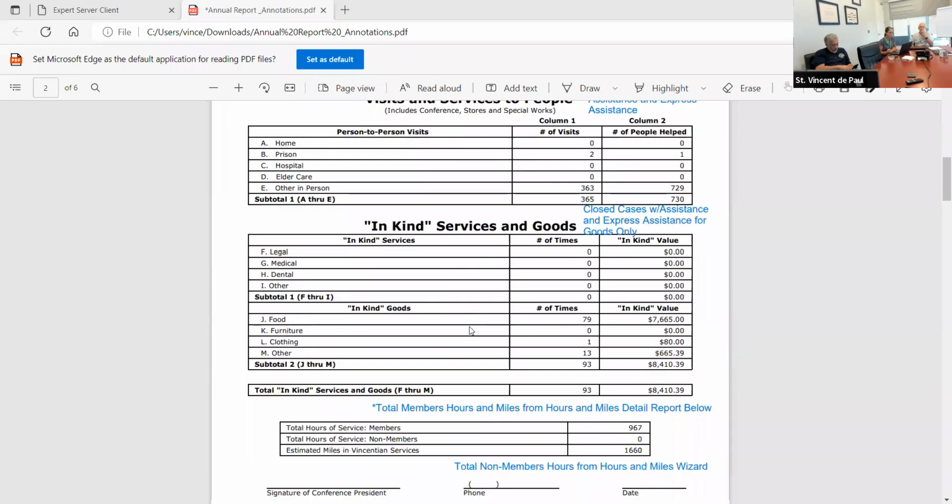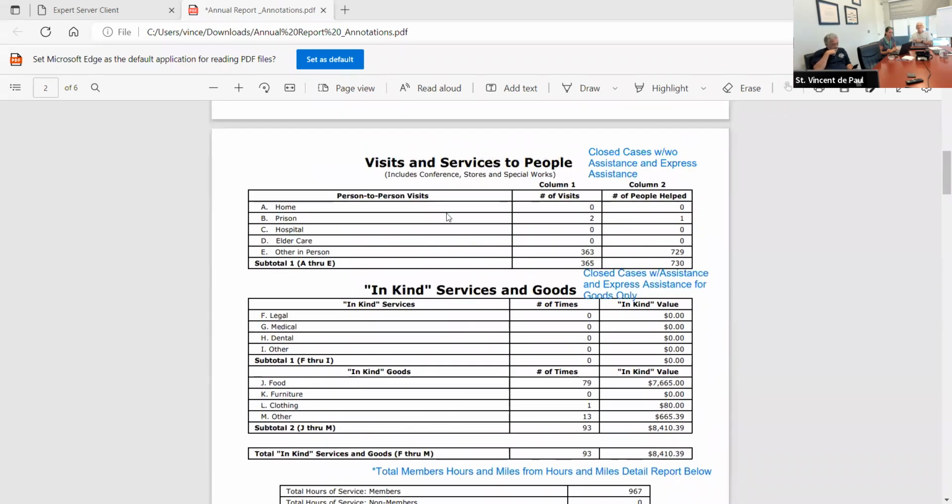Now we get into the fun stuff. This is where I usually get a lot of questions. We're now going to work in the visits and services to people section of the report. Where does the data come from? It comes from closed cases with and without assistance, and express assistance. Now, as you know, there's not an asterisk, which means you can update the information here through the annual report wizard.